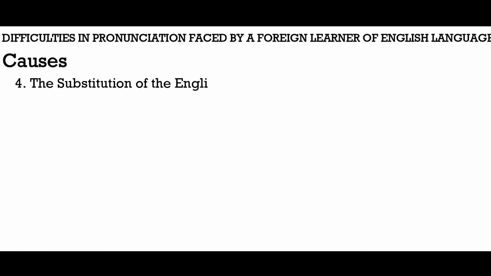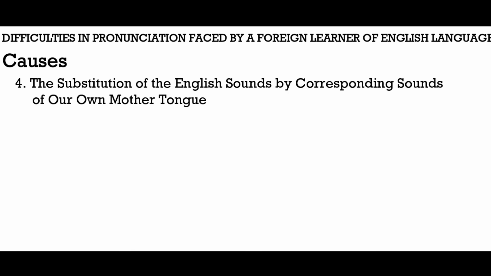Now, the fourth cause is the substitution of the English sounds by corresponding sounds of our own mother tongue. We substitute the English sound by a more or less corresponding sound of our own mother tongue. A sound of our first language can be nearly similar to a sound of the English language, but often the sounds of both languages are different from one another. For example, the vowel sound O as in got and a as in last.